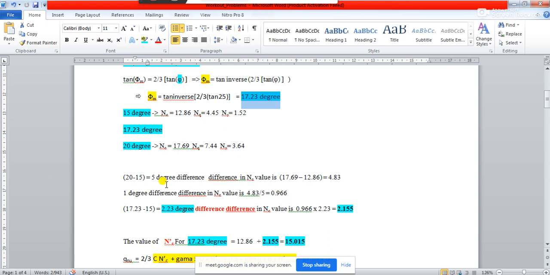Sir, then why can't we take phi equal to 17.23 and get the direct value of NC, NQ and N gamma?